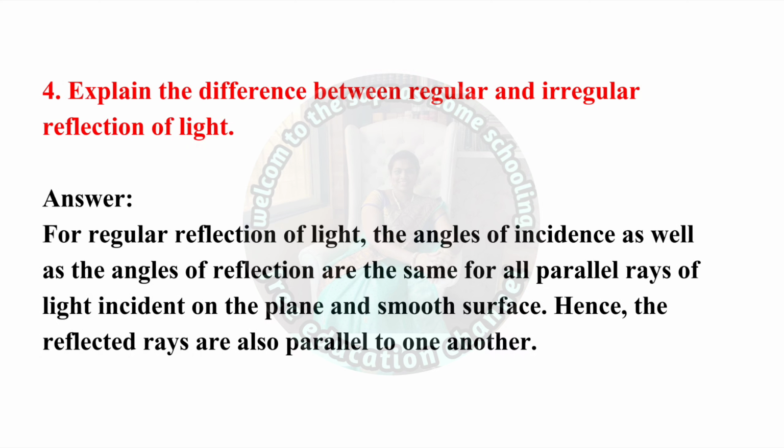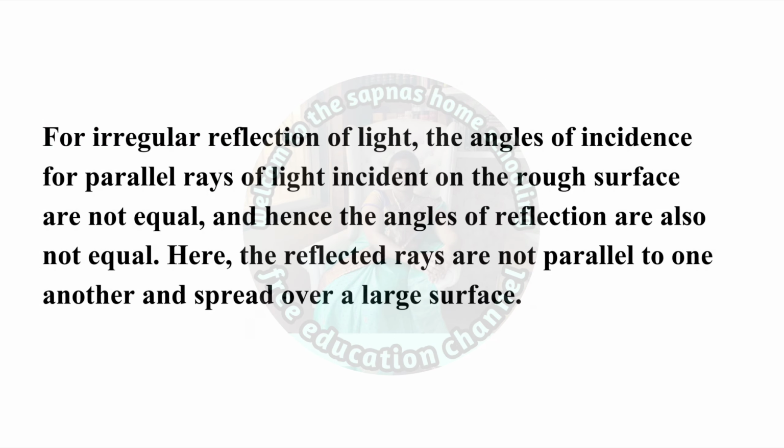Question 4. Explain the difference between regular and irregular reflection of light. Answer. For regular reflection of light, the angles of incidence as well as the angles of reflection are the same. For all parallel rays of light incident on a plane and smooth surface, the reflected rays are also parallel to one another. For irregular reflection of light, the angles of incidence for parallel rays of light incident on a rough surface are not equal, and hence the angles of reflection are also not equal. Hence the reflected rays are not parallel to one another and spread over a large surface.